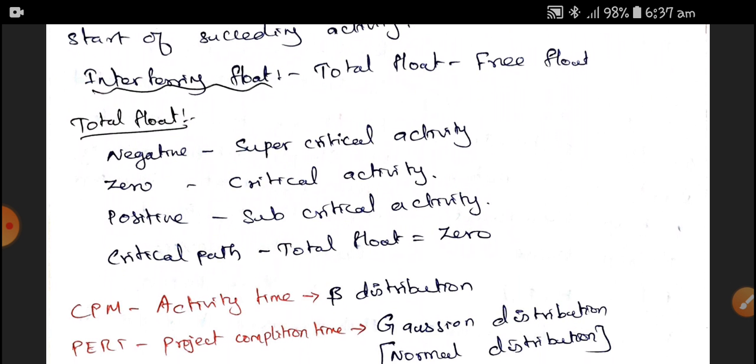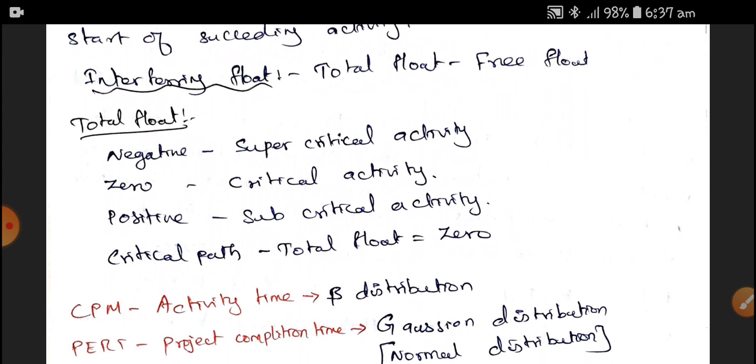If the total float is negative, we have to do a supercritical activity. If it is 0, we have to do a critical activity. If it is positive, a subcritical activity has to be done. If there is a critical path, or if we are going to crash any program, it has a 0 float.